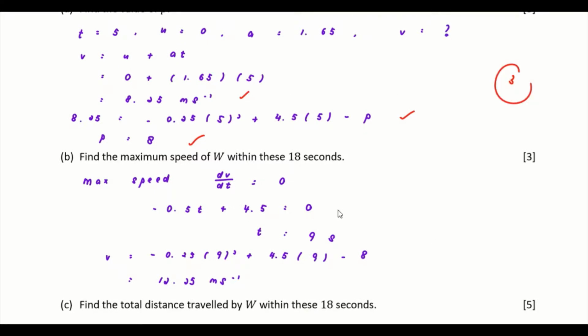So for this question, you do your differentiation, you get 1 mark. You put it equal to 0, then you get 9 seconds, second mark. Substitute 9, get your last answer, you get the last mark, so 3.